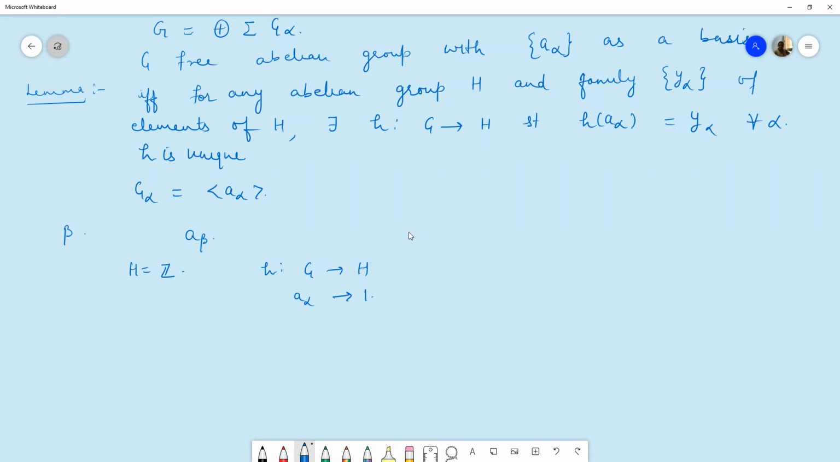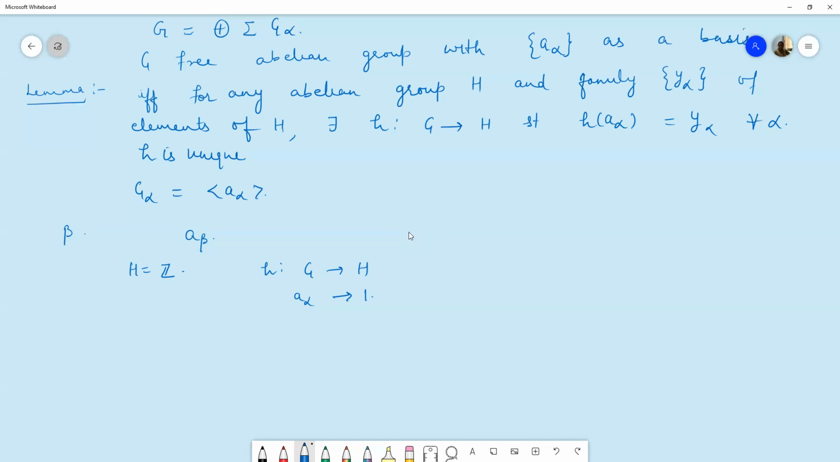Now here basically we are assuming that G alpha is a subgroup of G which is generated by this element A alpha. We have to prove that if G is a free abelian group, then this extension condition holds, and if this extension condition holds, then G is a free abelian group. So firstly we assume that this extension condition holds, and we want to prove G is a free abelian group. That means we want to prove each G alpha is an infinite cyclic group.